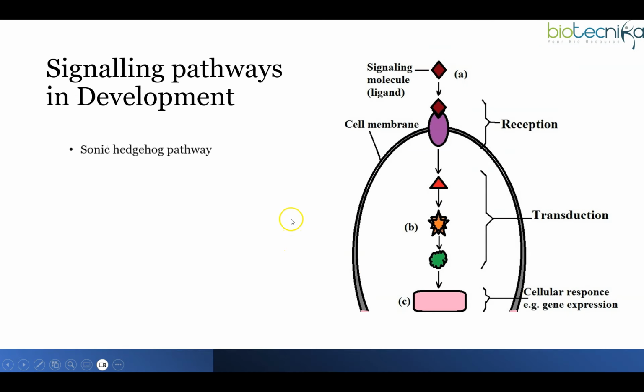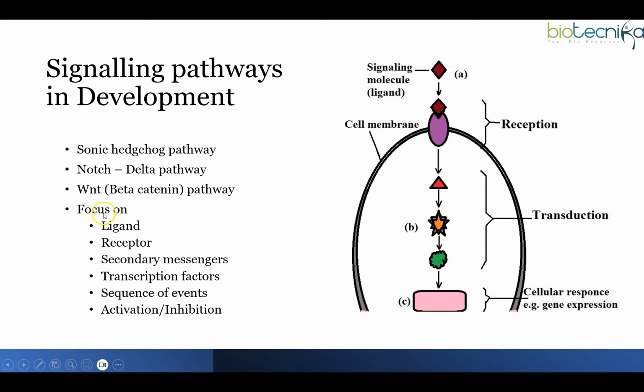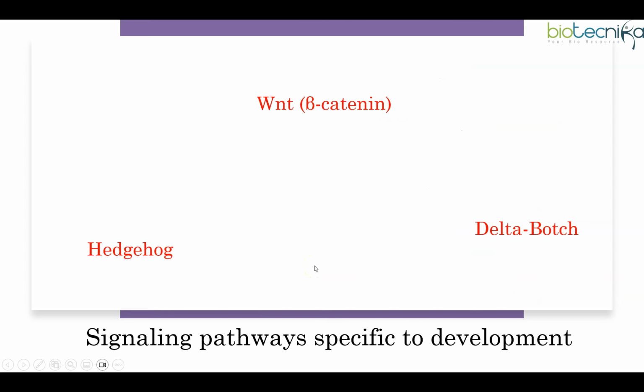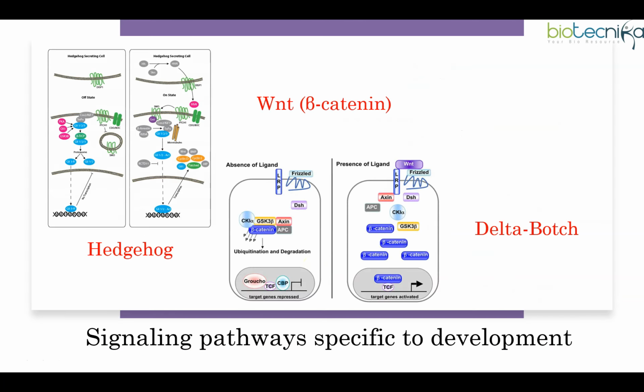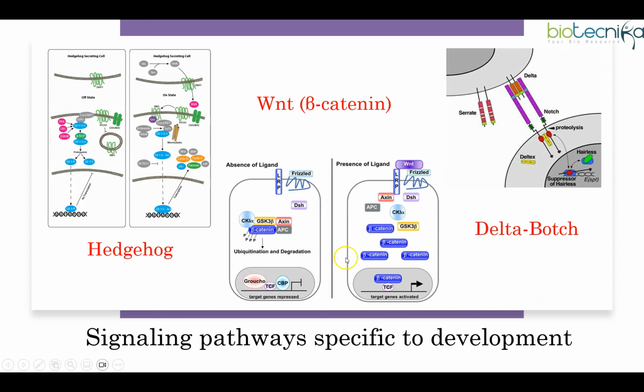Okay, signaling pathways, the important ones in development perspective is sonic hedgehog, then delta notch pathway, beta catenin WNT pathway, and in that you should focus on the ligand, receptors, secondary messengers, transcription factors, sequence of events, and what will be the activators and inhibitors. So how can they be activated or inhibited? These all focus should be there. And obviously you must also study the other signaling processes like receptor tyrosine kinase, GPCR. Anyways, those are part of the unit 4.